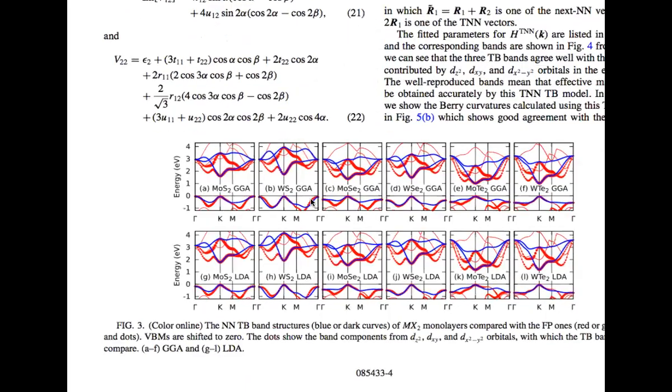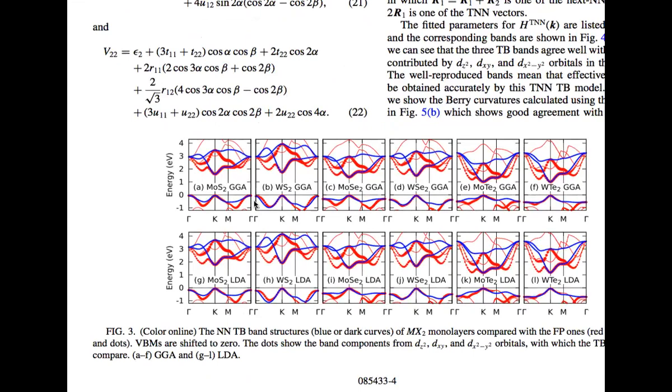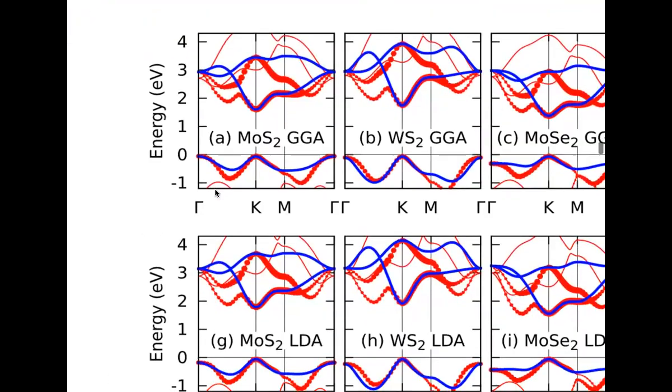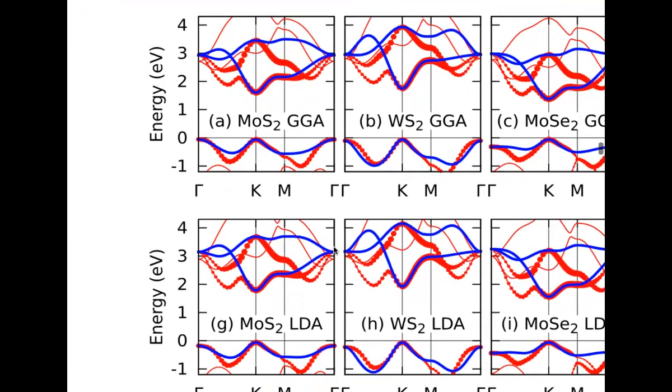So this is the result with the nearest neighbor tight binding model. These are different TMDs, you can see the different materials, so let's just focus on MoS2. This GGA, LDA, they're just different methods in DFT, like different approximations. So these red dots here are the DFT results, which are supposed to be reasonably accurate. The blue lines are the tight binding model with only the nearest neighbor coupling. They just adjust the parameters to best fit.